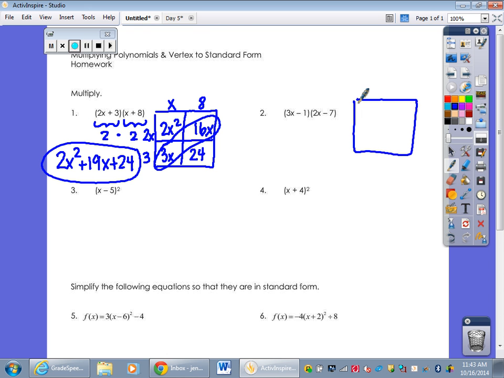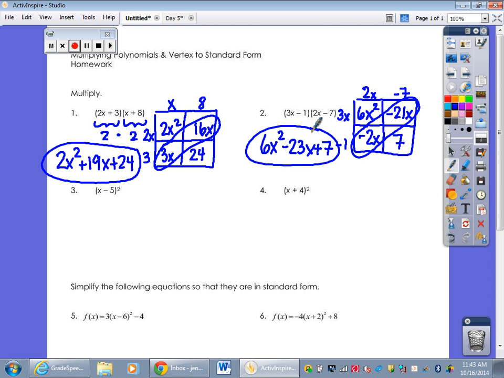Okay, over here, again, 2 by 2, so we make two rows and two columns. We have 3x and negative 1, 2x and negative 7. 2x times 3x is 6x squared. 3x times negative 7 is negative 21x. Negative 1 times 2x is negative 2x. And negative 1 times negative 7 is 7. When we combine our like terms and write everything together, our answer is 6x squared minus 23x plus 7.